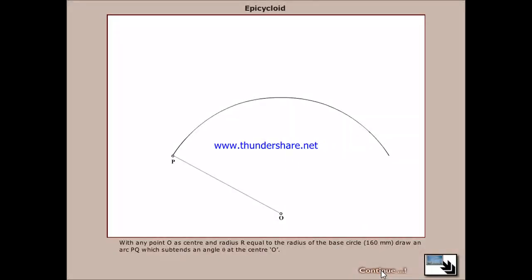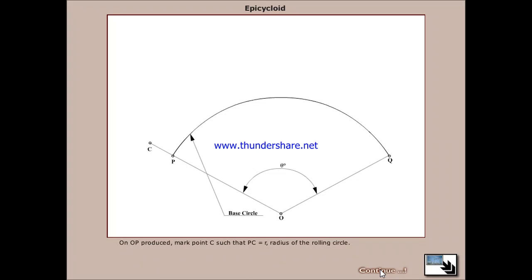Now, with any point O as center and the radius capital R equal to the radius of the base circle, 80 mm, draw an arc PQ which subtends an angle theta at the center. On OP produced, mark point C such that PC is equal to small r, the radius of the rolling circle. Now with the center C and radius r equal to 30 mm, draw the rolling circle.